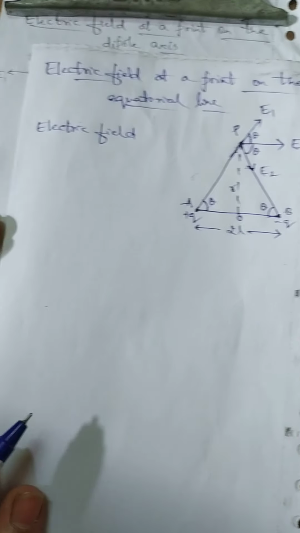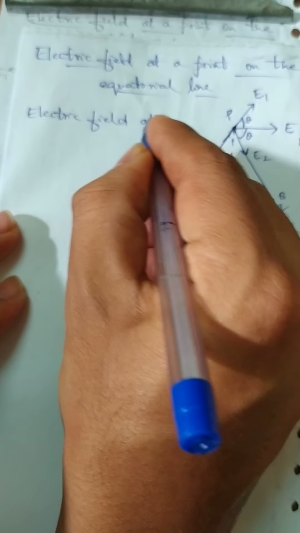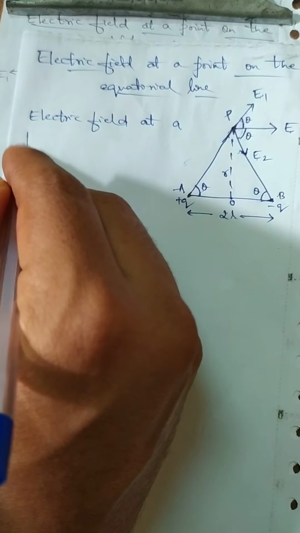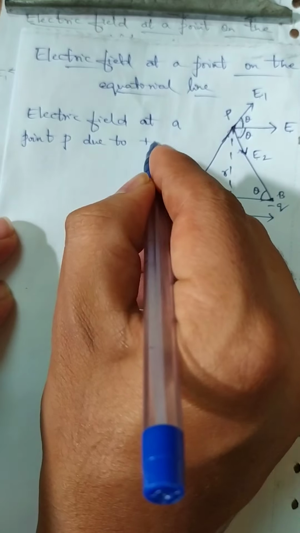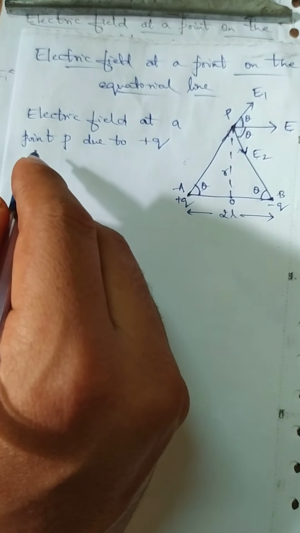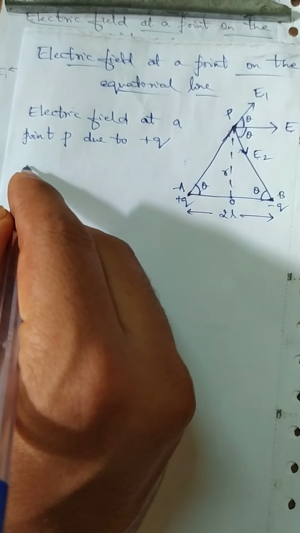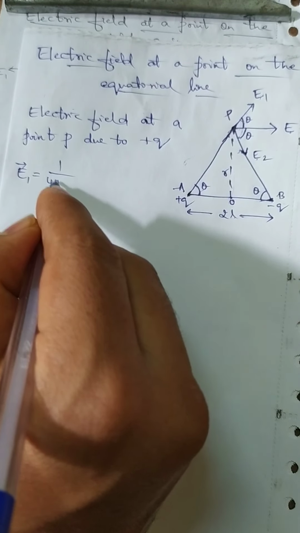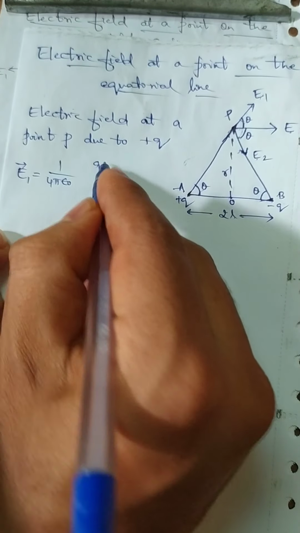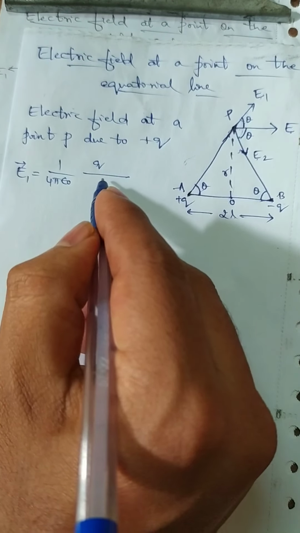Coming to the electric field intensity, the electric field at a point P due to the positive charge I'll take first. Here I'm going to take the magnitude of the electric field. So the magnitude of E1 is equal to 1 by 4 pi epsilon naught into Q divided by, generally, R square.